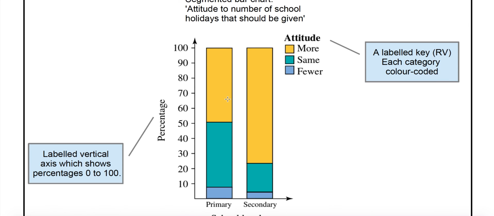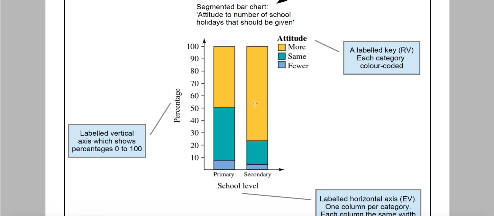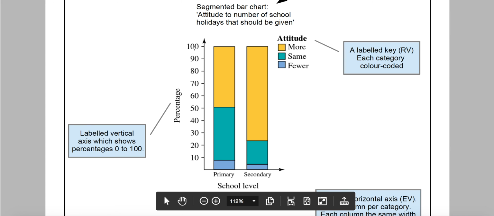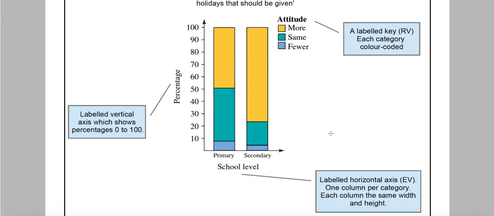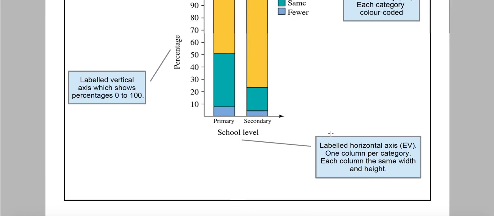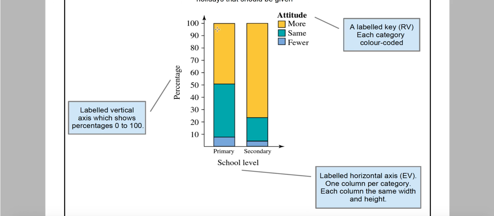This is a segmented bar chart, and I'll just cover some of the key points. Might just zoom out a little bit. Okay, so first of all, your labelled vertical axis, in this case it's percentage, so obviously it's going to go from 0 to 100%. Your EV is in the columns in your table. You'll notice EV is also in the columns of your segmented bar chart. Notice how each of them are the same height. That's because we are incorporating 100% of those that were surveyed.